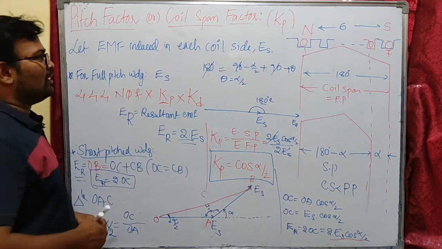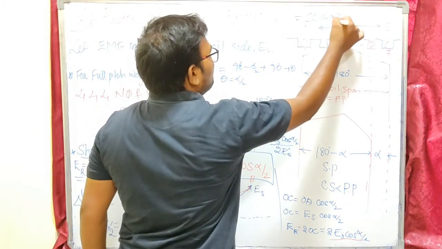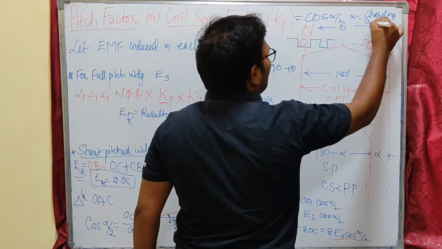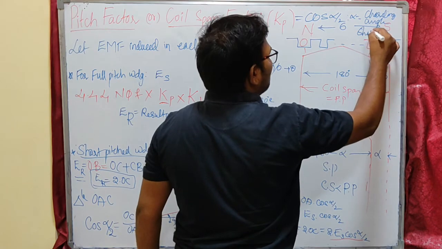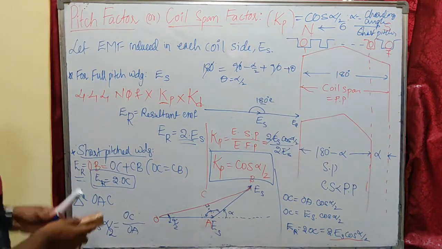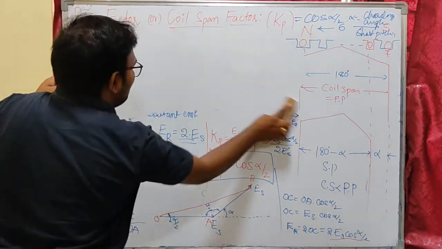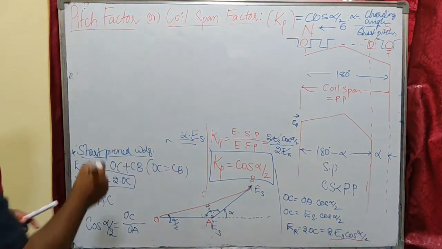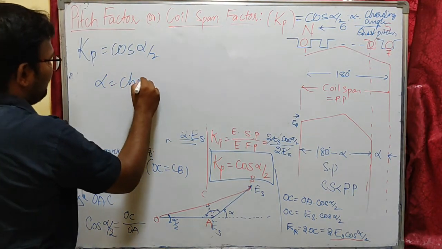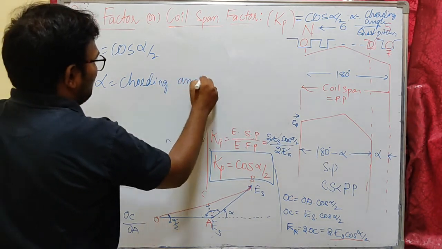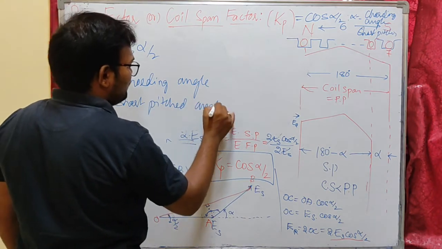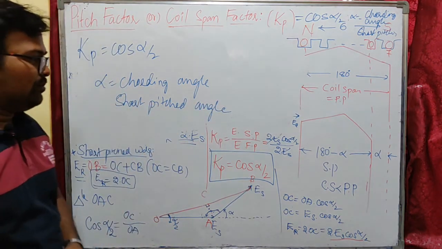We are done with our pitch factor. Kp is nothing but cos alpha by 2, where alpha is our chording angle or short pitching angle. Here our pitch factor is nothing but cos alpha by 2, pitch factor Kp equal to cos alpha by 2, where alpha is chording angle or short pitched angle. That means alpha is nothing but how much angle is short pitched.